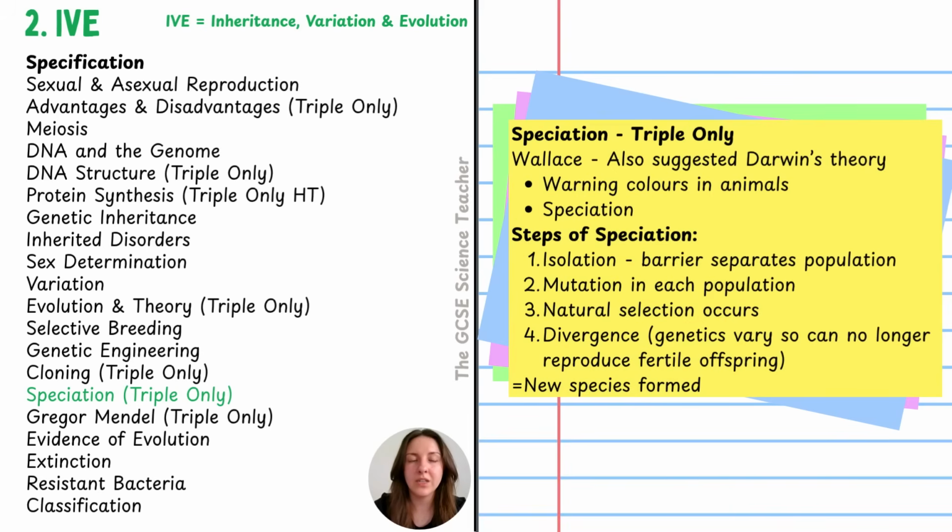So the genetics vary so much that each population can no longer reproduce. So they are no longer able to produce fertile offspring. So they are their own separate species.